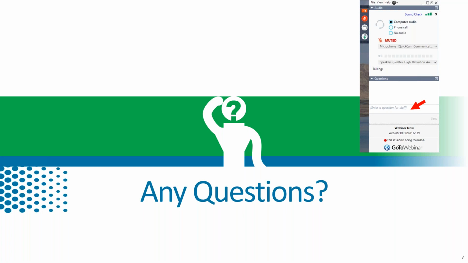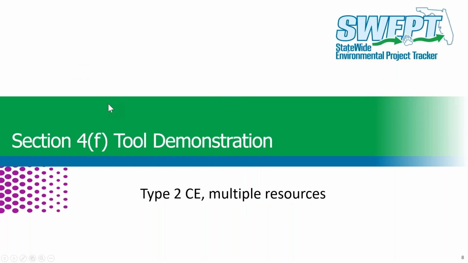I do not see any further questions at this time. Okay, so at this point, I will walk through the process with the type 2 that shows multiple resources and filling out a programmatic.